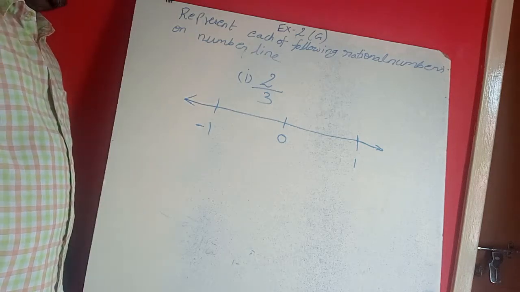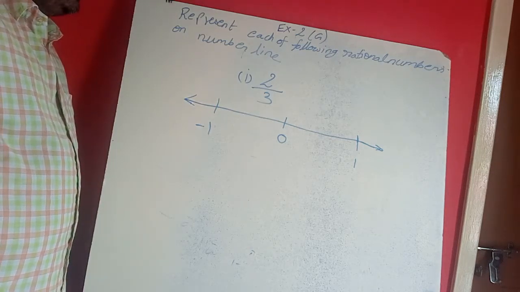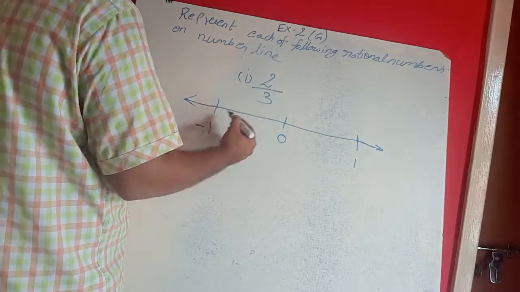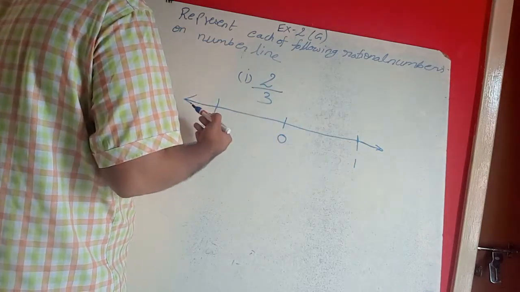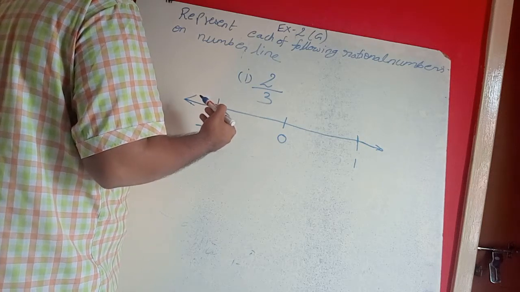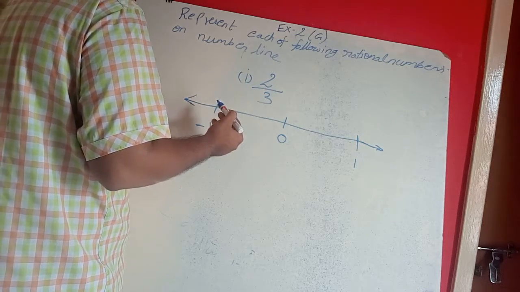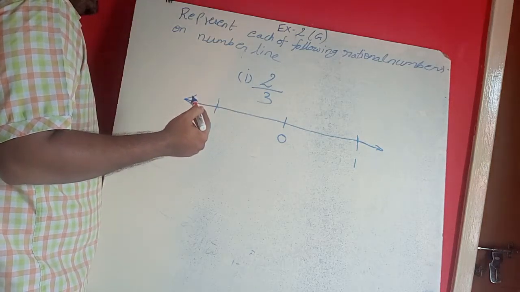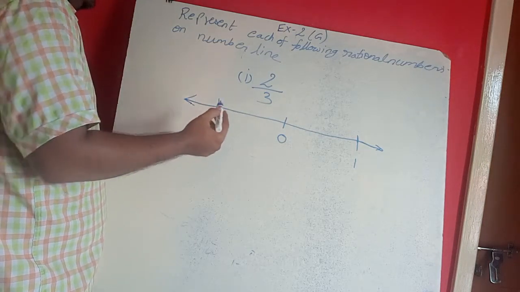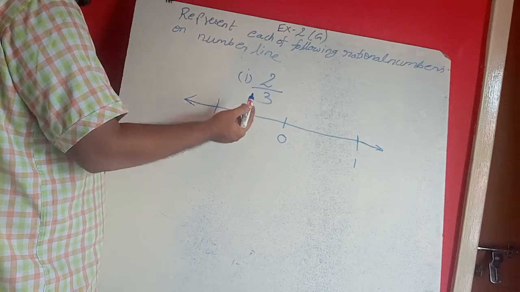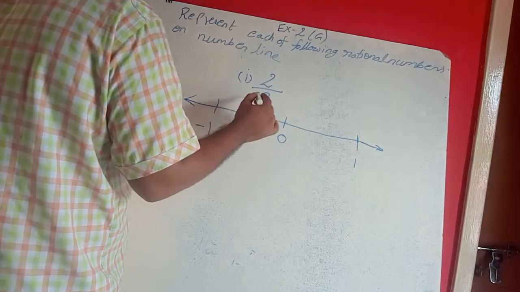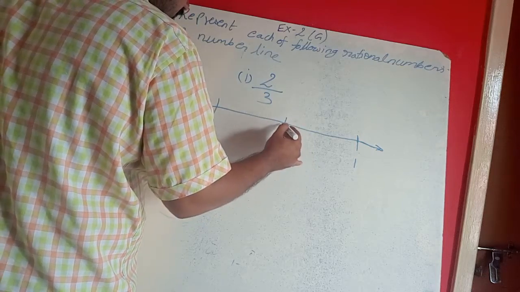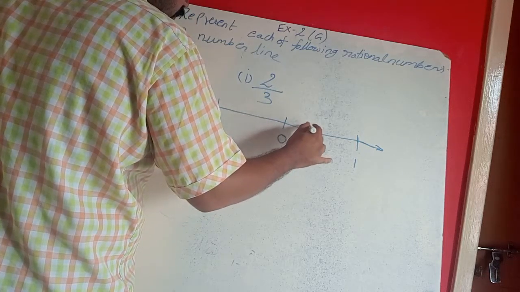After taking this, what do we have to do? That is 2 by 3. The denominator 3, this is called an integer number line. On the integer number line we have to make it a rational number line. How to make it a rational number line? The denominator indicates 3, so we have to take 3 markings.